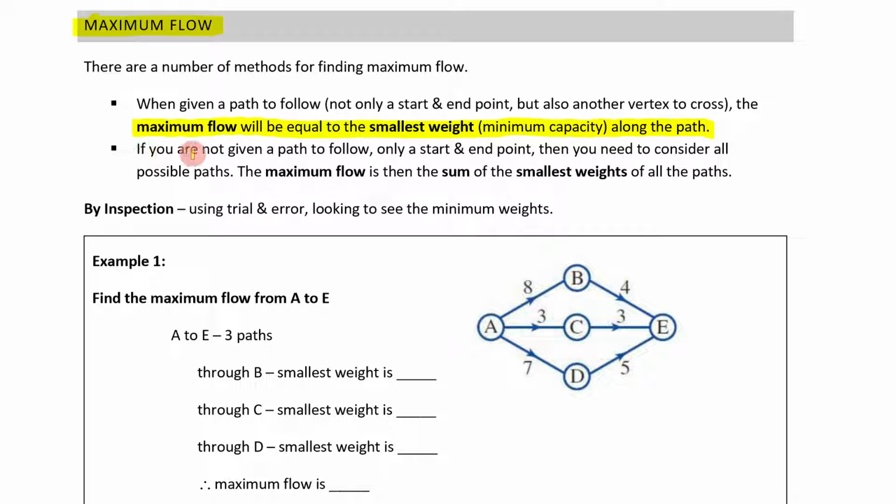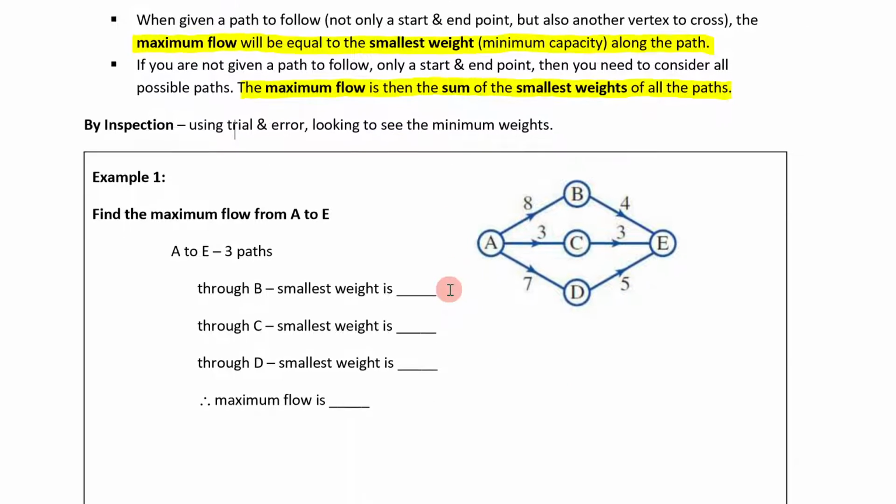If you're not given a path to follow, only a start and end point, then you need to consider all possible paths. The maximum flow is then the sum of the smallest weights of all the paths. Now, we can do this by inspection, using trial and error and looking to see the minimum weights. So let's look at this example to show what I mean. Let's find the maximum flow from A to E.